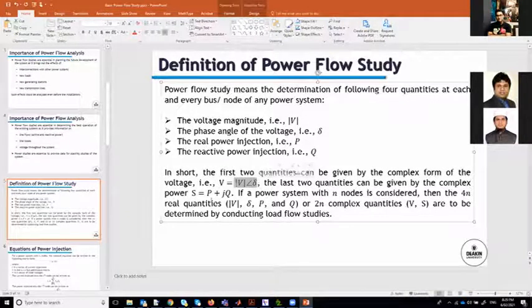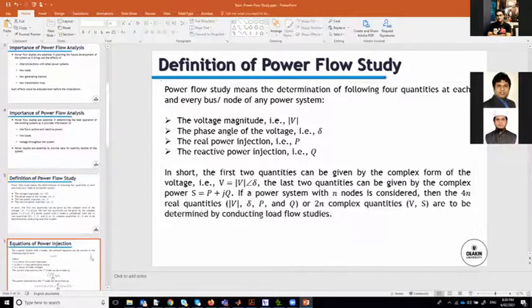And similarly, we can represent P and Q as a complex power or apparent power. So we need to know 4 real quantities or 2 complex quantities. That is what we need. So if there are n number of nodes, we need to know 4n, because for each node we need to know 4 quantities. So 4n real or 2n complex quantities we need to know by doing the power flow study.